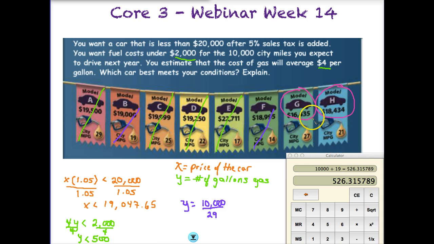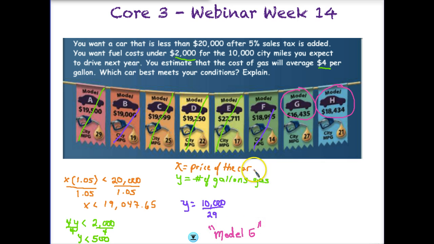And if you look at these, model H is more expensive. It gets less miles to the gallon than model G. So I think that in the end, by process of elimination, I would choose model G. That would be the final answer for me. So that's one way you can figure out inequalities. Like I said, you can also practice writing constraints, graphing them, seeing which one fits inside the graph, which you will do in your linear programming unit as well.